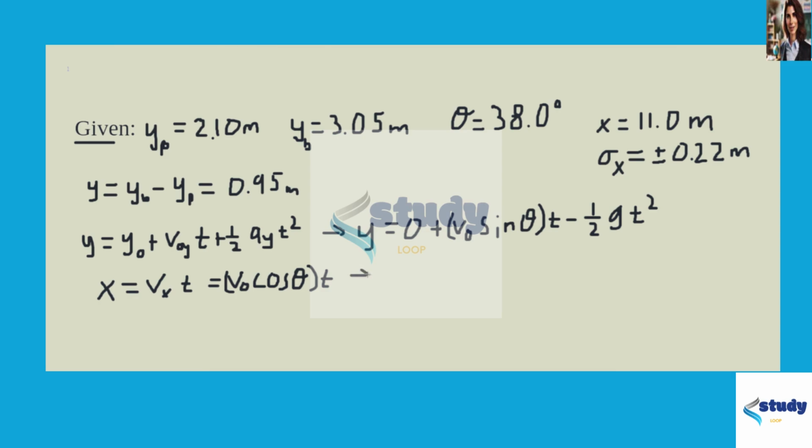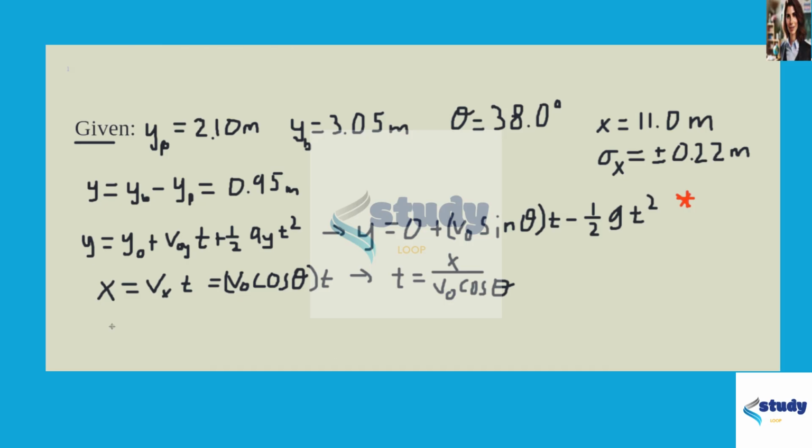Now we solve for time. It's equal to x, which we know, divided by v naught cosine theta, since it's x. Okay, now let's plug this back into our equation, which I'm going to star here with red. Let's plug it back into this equation.